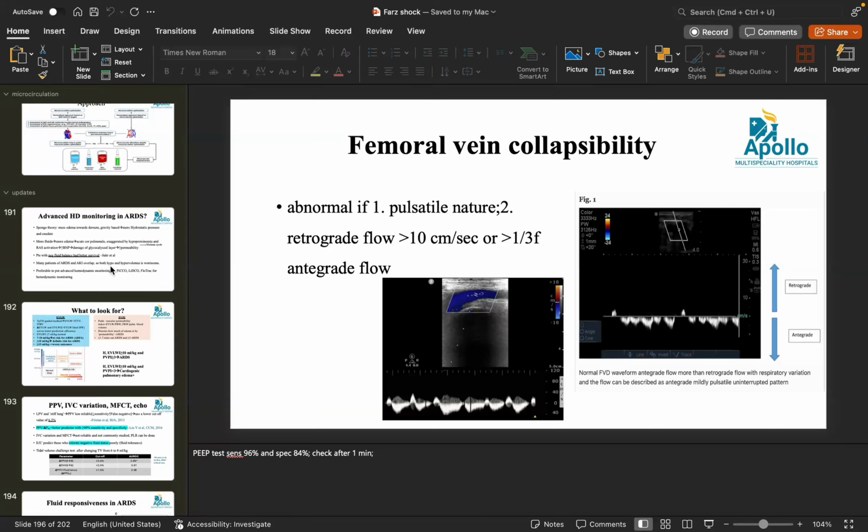The reverse is, the IJV is collapsed during inspiration in a spontaneously breathing patient. The subclavian vein is distended in inspiration. That's the only difference, because it's an intrathoracic structure.